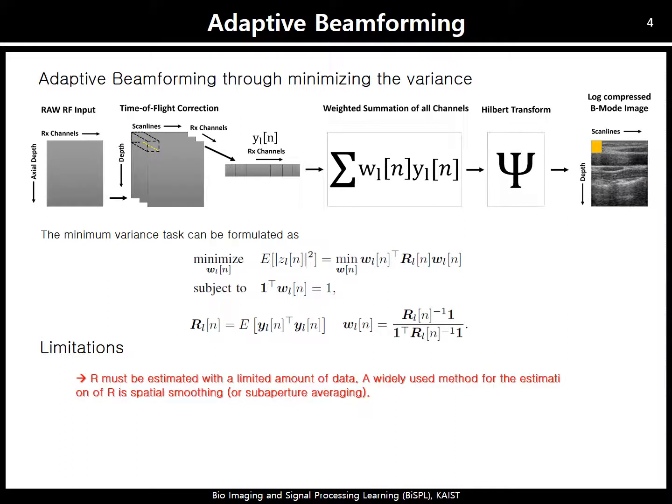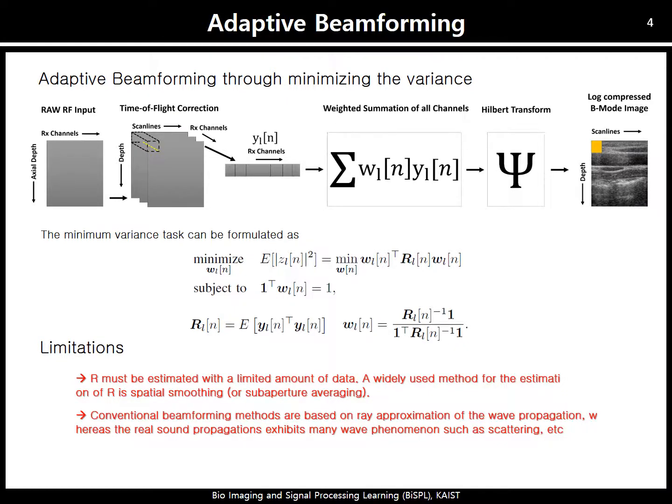One of the main limitations of conventional beamforming methods is that they are based on a ray approximation of wave propagation, whereas real sound propagation exhibits many wave phenomena such as scattering. Moreover, the precision of the time delay calculation is determined by the bandwidth of the transducer, which limits the accuracy of the delayed signal. These modeling inaccuracies indeed affect the spatial resolution and the contrast of ultrasound images.